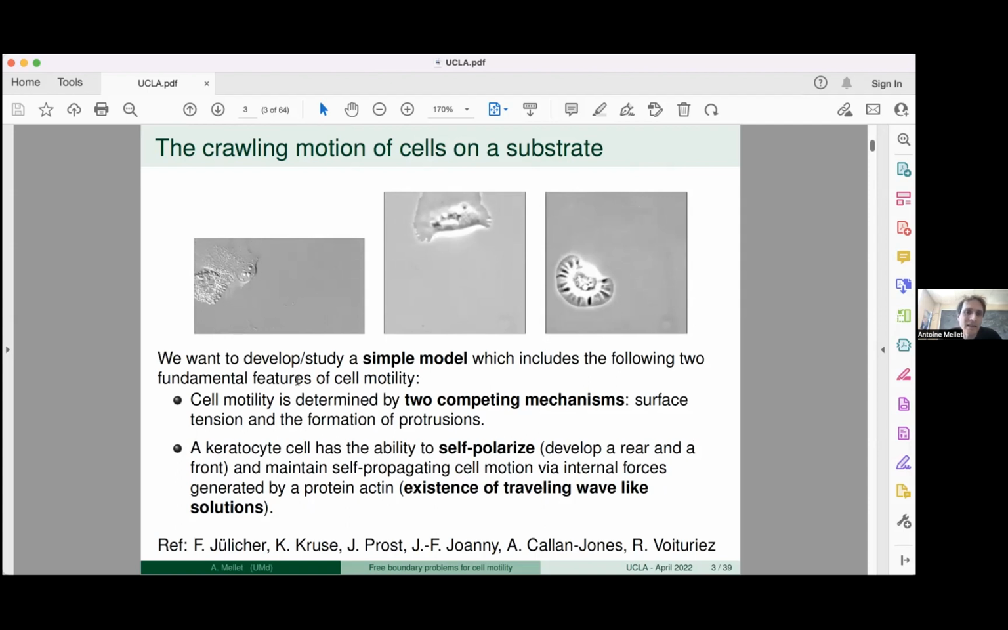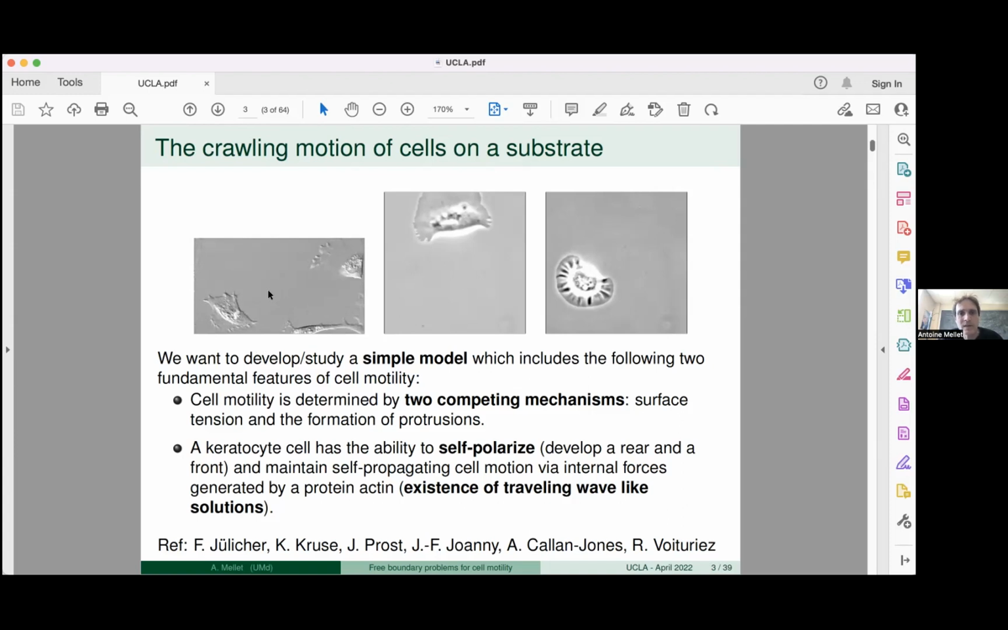And the idea is that the motion is determined by two very opposite mechanisms. One is close to something like surface tension, and it keeps the cell together. And the other one is what you can see developing all those protrusions that come out, and that's really what's causing the motion of the cell, right?